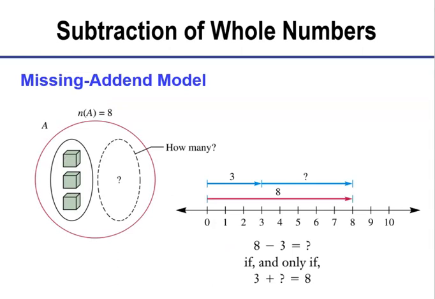And when you visualize this in a picture format using blocks, you have 3 already. What do we need to add to that 3 to get to 8? Well, we would be missing 5 blocks. Or if you look at that on a number line, again, you have 3. What do I need to add to 3 to get to 8 over here on the number line? So the missing add-in model applies to both the number line and the blocks.